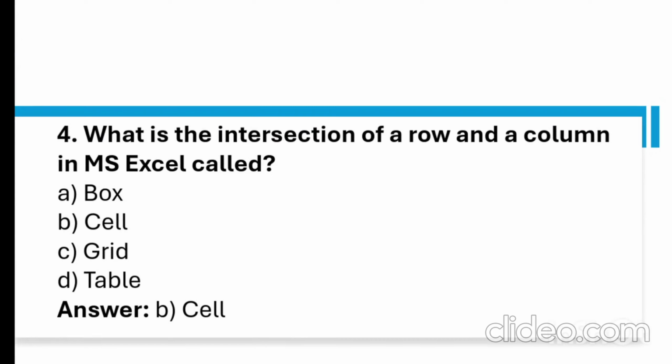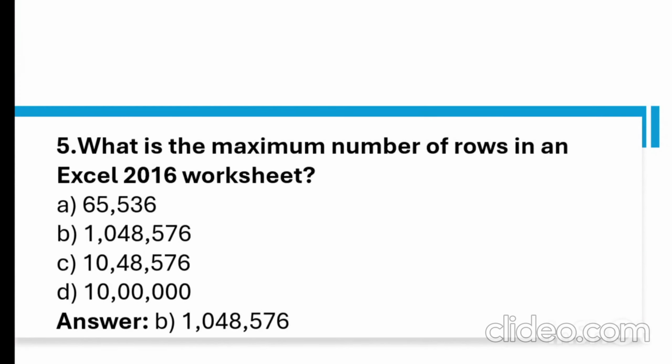Question number 4. What is the intersection of a row and a column in MS Excel called? Options are A. Box, B. Cell, C. Grid, or D. Table. So the correct answer is option B. Cell.